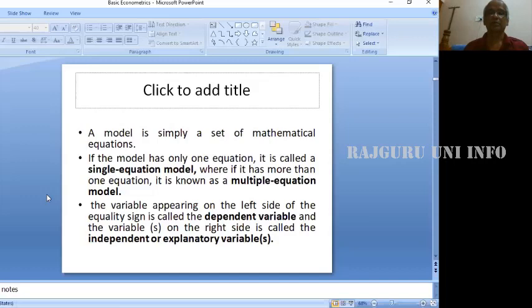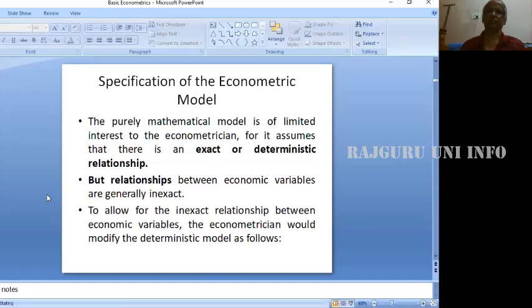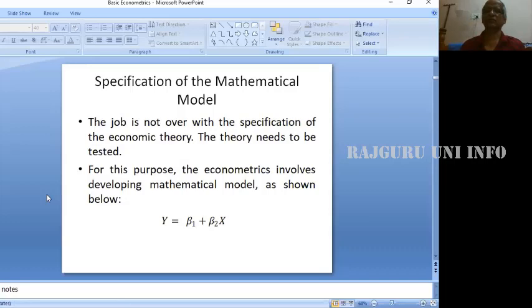If the model has only one equation, it is called a single equation model. That is Y is a function of only X, whereas if it has more than one variable, it is known as a multiple regression model, MRA. That is Y is a function of X1, X2, X3, X4. So I would like to prove to the world that Y has its own determinants. The variable appearing on the left-hand side of the equality sign is called the dependent variable, and the variable on the right-hand side is called the independent or explanatory variable. So this is the mathematical model: Y is equal to beta 1 plus beta 2 into X.